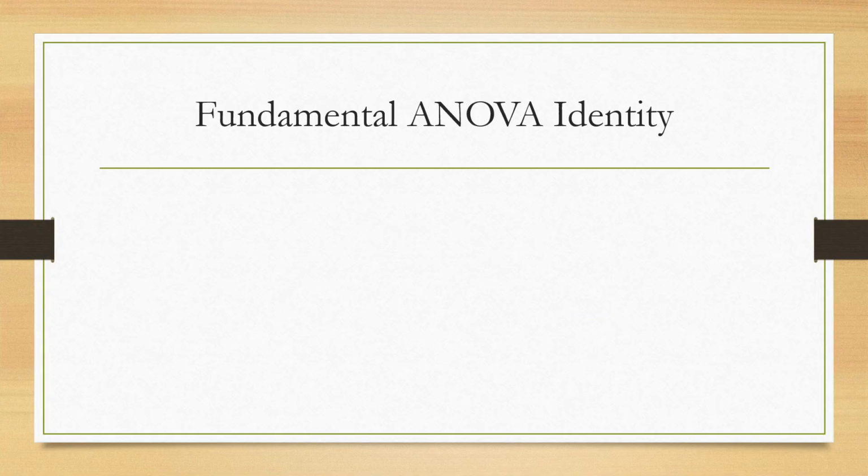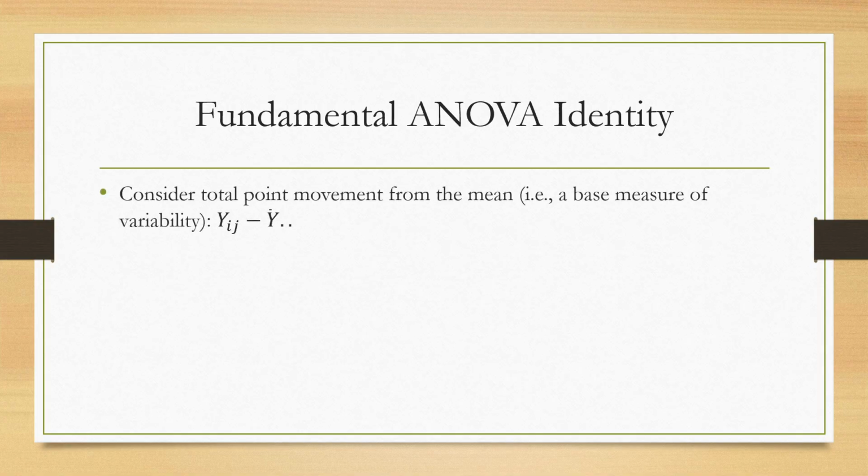All right, so let's jump into our last piece of theory that we need. So the process in ANOVA, recall, is to analyze variance. And the fundamental ANOVA identity helps us to break this variance down into the components that we eventually analyze. So let's see how this works. To start, I want you to consider the total point movement from the mean to the individual point. So this represents, at some level, a base measure of variability.